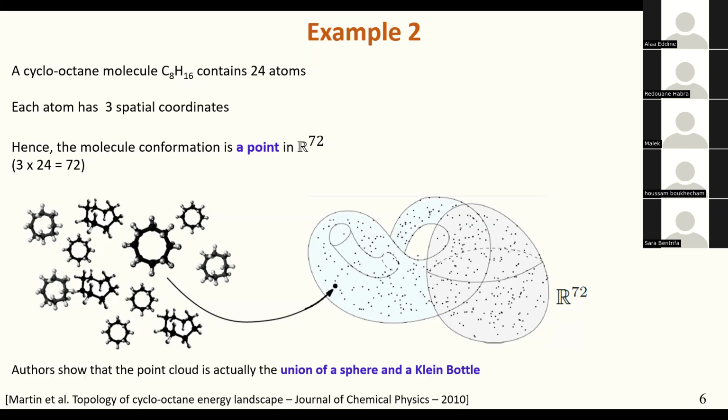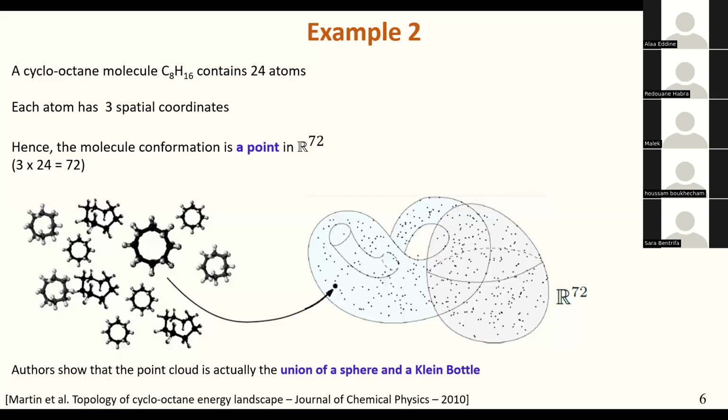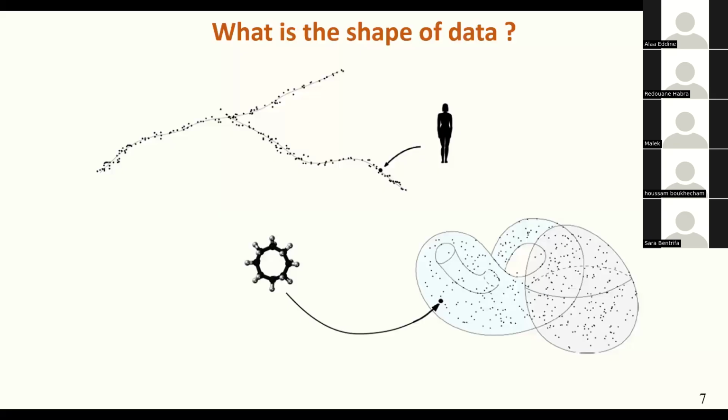I'm not going into the details of this example, but just to give you an introduction to the idea of what we are interested in with this type of question: what is the shape of data? This is the purpose of topological data analysis, to discover the shape of data and what topological features we can extract from it. Here the authors discovered that the data has the shape of a sphere plus a Klein bottle. This is the main object of topological data analysis, to know the shape of data.